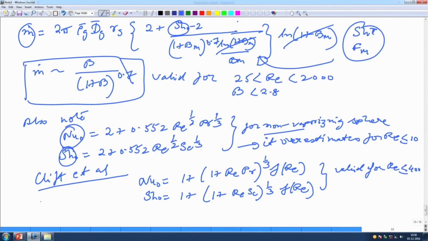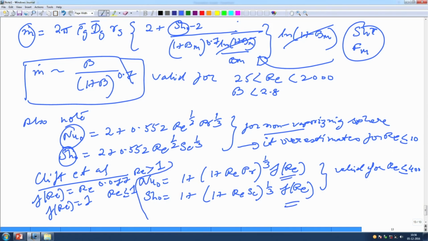Now, this FRE has two forms. FRE is equal to the Reynolds number raised to the power of 0.077 for Reynolds number greater than 1, and FRE is equal to 1 for Reynolds number less than or equal to 1. Let me put a demarcation mark here so that there is no confusion. So, these are that factor.